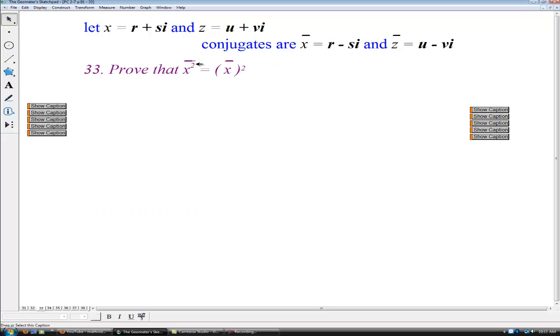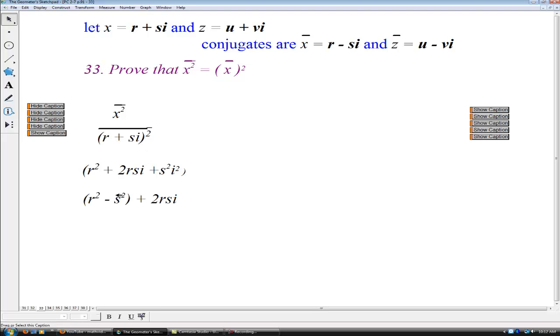Now for some of these problems I had some notation issues here, but just know that this is the conjugate of x squared, and we want to show that that will be the square of the conjugate of x. So let's start with the conjugate of x squared. X is r plus si, so this is the conjugate of r plus si squared. And I'll go in a minute and add our conjugate notation here, but all I did was multiply out r plus si times itself.